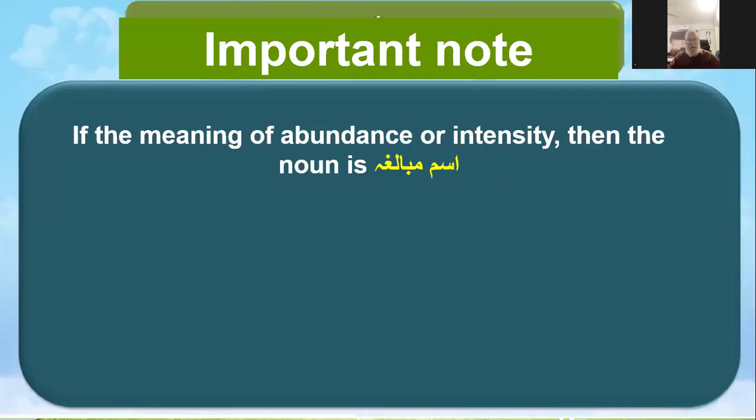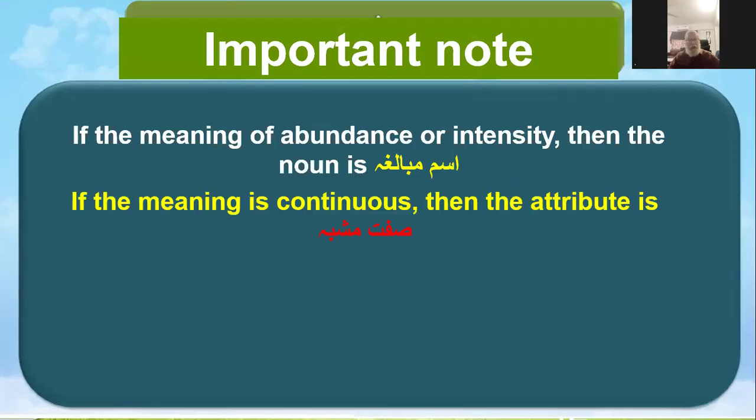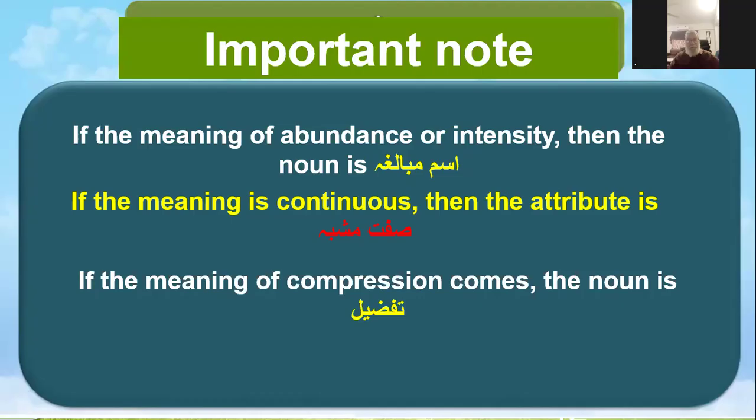In the meaning of abundance or intensity, the noun is isme mubalgha. If the meaning is continuous, then the attribute is sifa mushabba. If the meaning of comparison comes, the noun is isme tafdil. So all these three are for the adjectives: isme mubalgha, sifa mushabba, and isme tafdil.